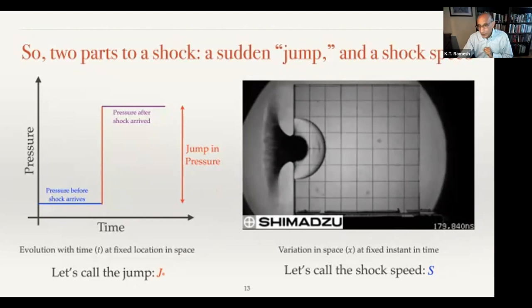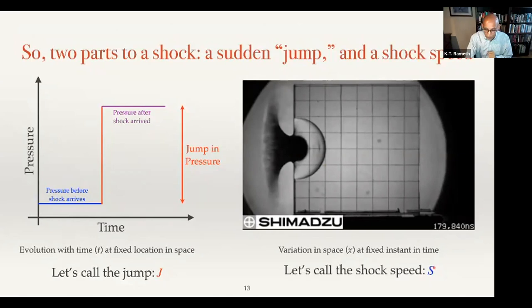On the other side, we know this thing is propagating. It's moving at a finite speed. We saw that a minute ago. The speed at which it moves is called the shock speed, S. So these two things are the important things to think about. We have an event, it generates a jump. The jump has some magnitude, J, and it's moving at some speed, S. Okay, those are the two ideas.